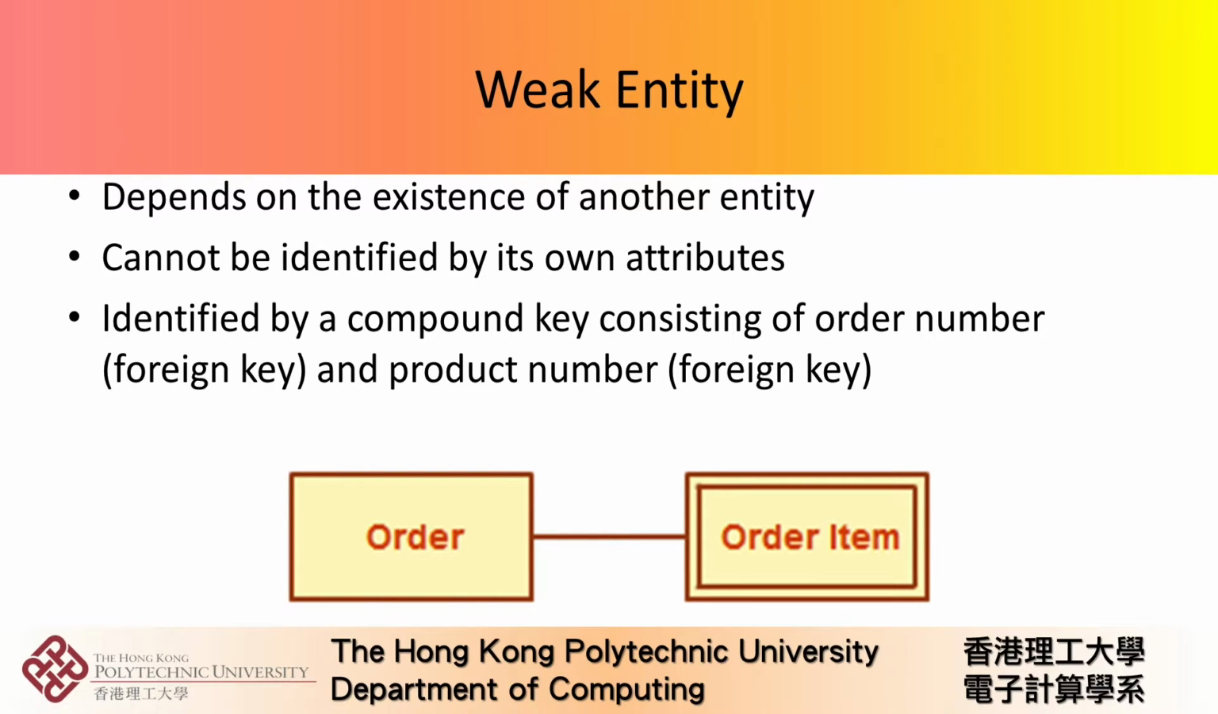A weak entity depends on the existence of another entity. It cannot be identified by its own attributes. It is identified by a compound key consisting of order number, which is a foreign key, and part number, which is a foreign key also.